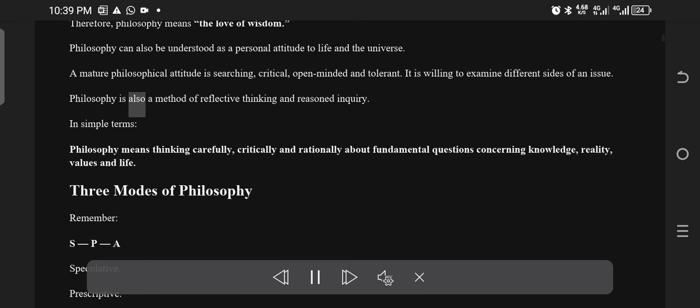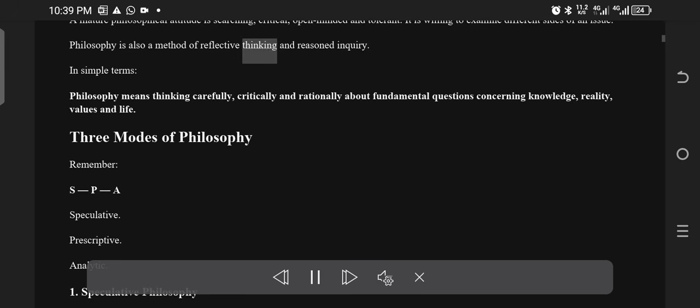Philosophy is also a method of reflective thinking and reasoned inquiry. In simple terms, philosophy means thinking carefully, critically, and rationally about fundamental questions concerning knowledge, reality, values, and life. 3 modes of philosophy. Remember. SPA. Speculative. Prescriptive. Analytic.